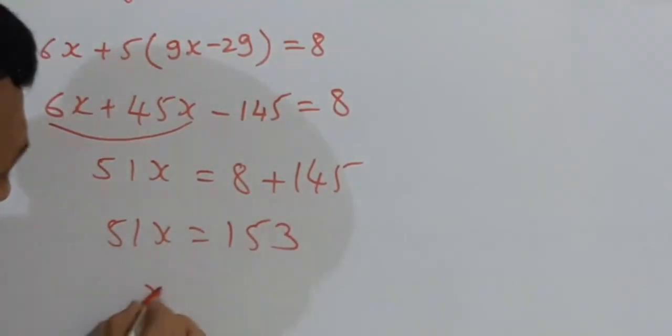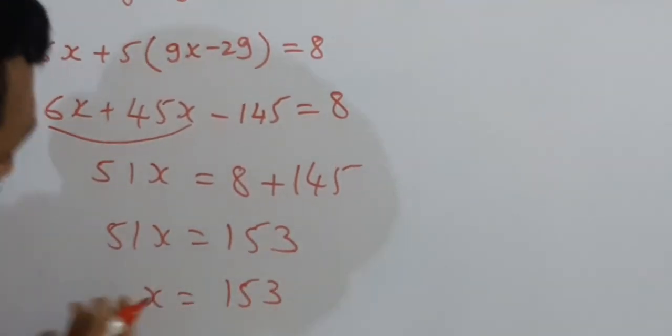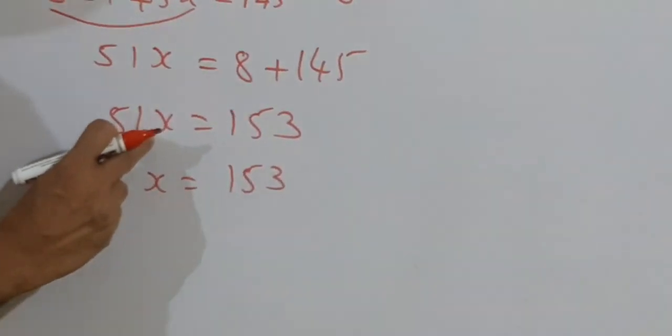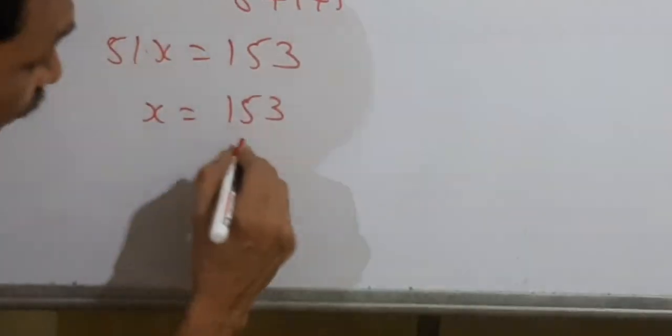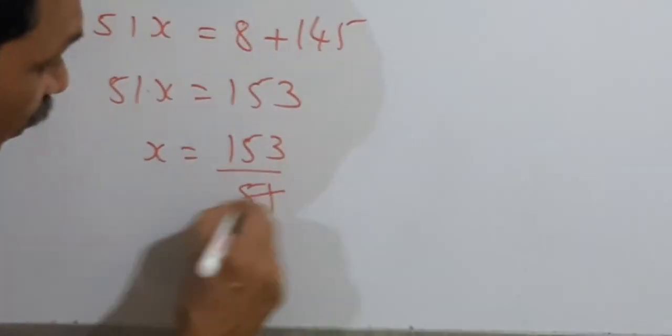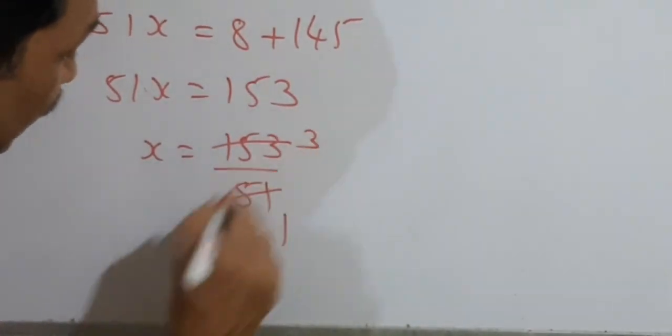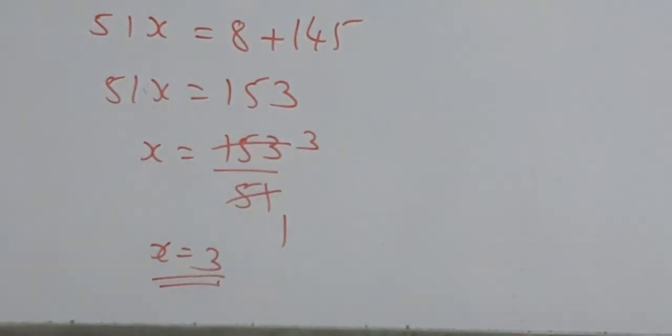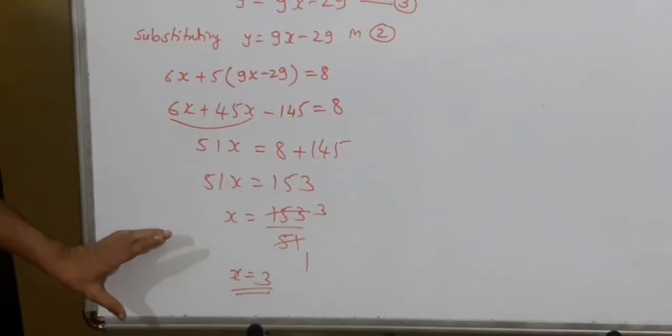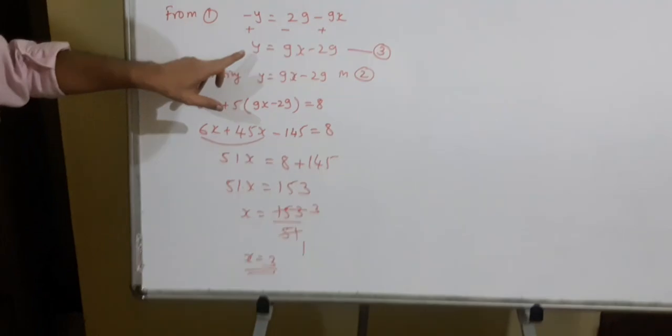And therefore x is equal to 153 over 51. This is 51 into x, your multiplication. So when I take this 51 to the other side, it becomes division. So 51 ones are 51, 51 threes are 153. Therefore x is equal to 3. So we got a value of x. Now to get the value of y, we have to substitute this value of x in equation 3.